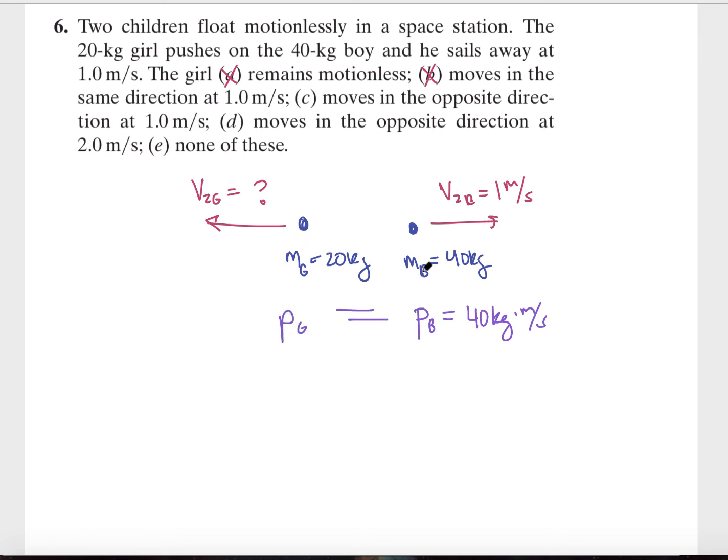So the girl must not have a speed of only 1 meter per second. She must be moving faster. Well, how much faster? Well, let's see. So if the momentum is 40, then, actually, let's do it this way. P is equal to mv, or v is equal to p divided by m. So we'd have 40 kilograms times meters per second over the girl's mass of 20, which is a speed of 2. It's just to the left. So here we want to move in the opposite direction at a speed of 2 meters per second.